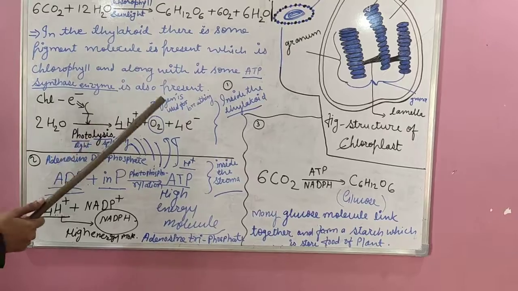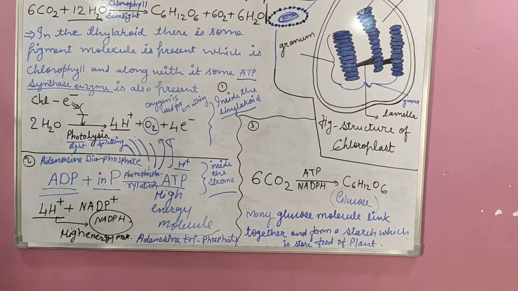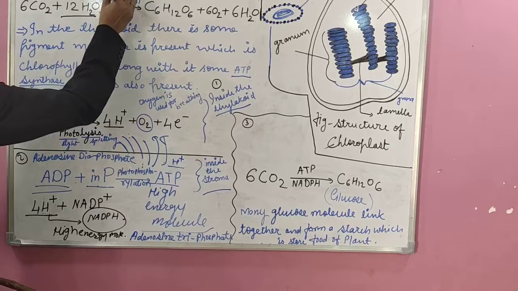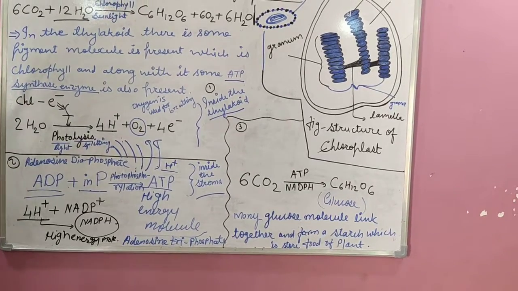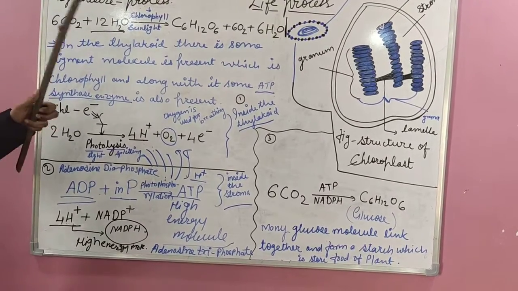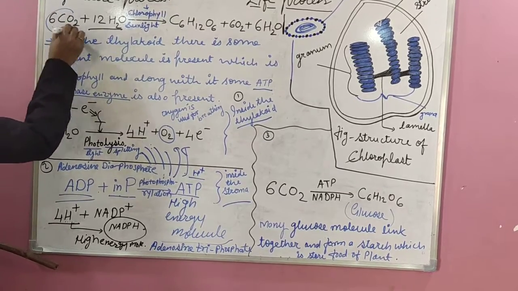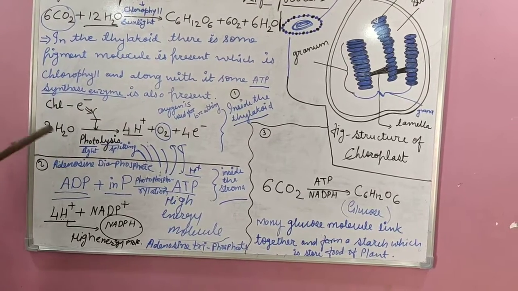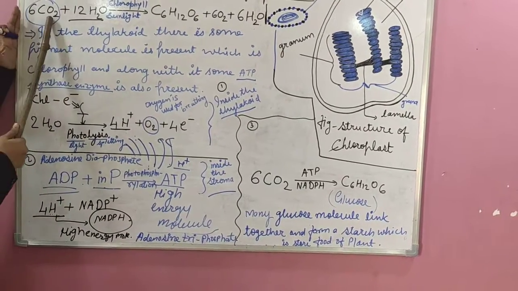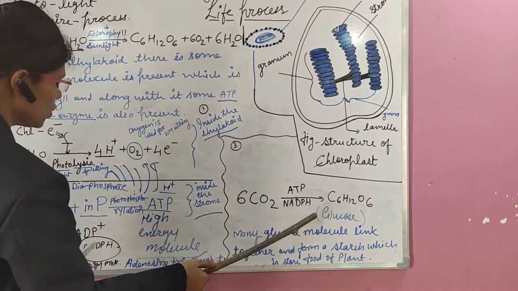Now students, half of the process we have done, meaning how the splitting of the water molecule takes place and how the chlorophyll is trapped. Now one more ingredient is left. What is it exactly? 6CO2, that is carbon dioxide. In this third step we are going to see how this carbon dioxide makes the carbohydrate.